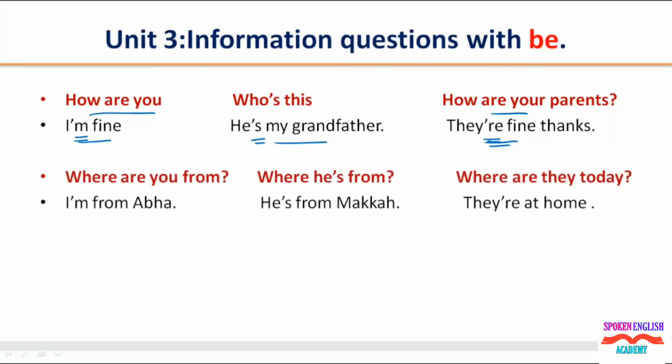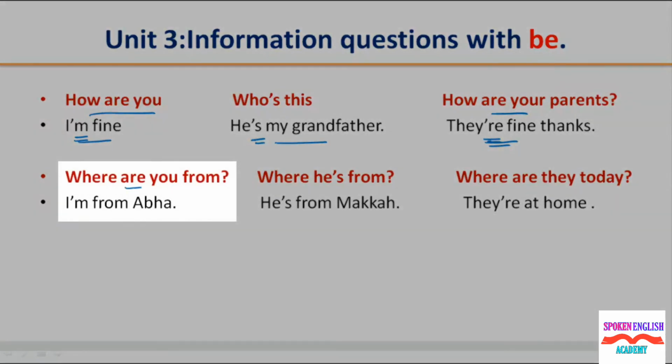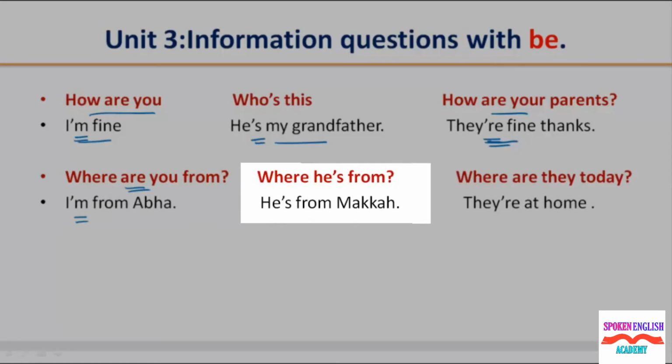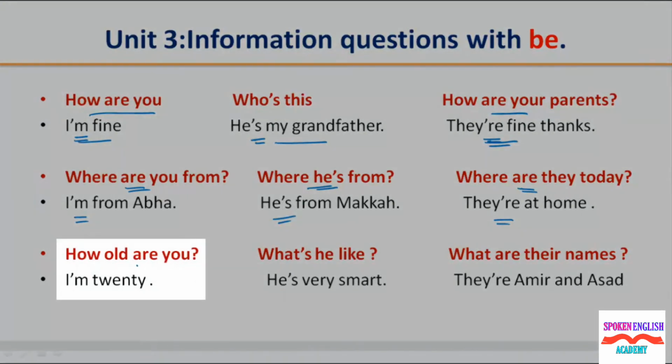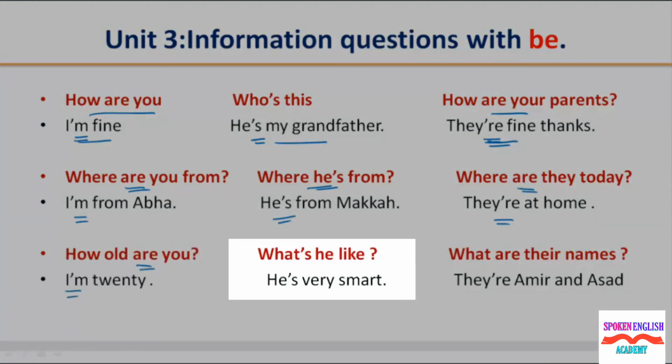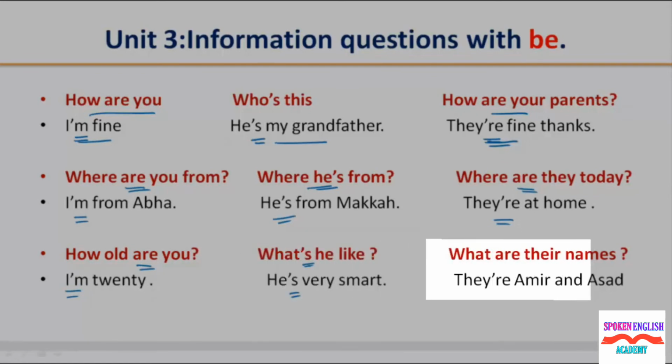Let's practice more. Where are you from? I'm from Abha. Where is he from? He is from Makkah. Where are they today? They are at home. How old are you? I am 20. What's he like? He's very smart. What are their names? They are Amir and Asad.